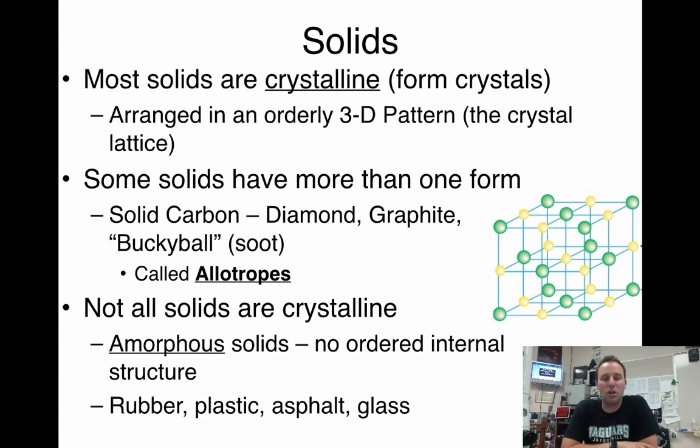Not all solids are crystal, though. There is another type of solid known as an amorphous solid, morph meaning shape. An amorphous solid has no ordered internal structure. It's not organized into a grid in any way. Some examples of solids that aren't organized like that would be rubber, plastic, asphalt, glass. Think about something that's made of rubber. It is solid, but it's flexible and it's not organized. Same with plastic.